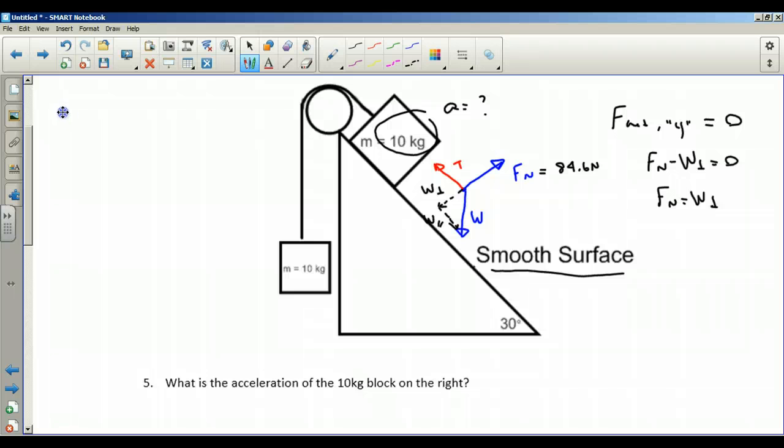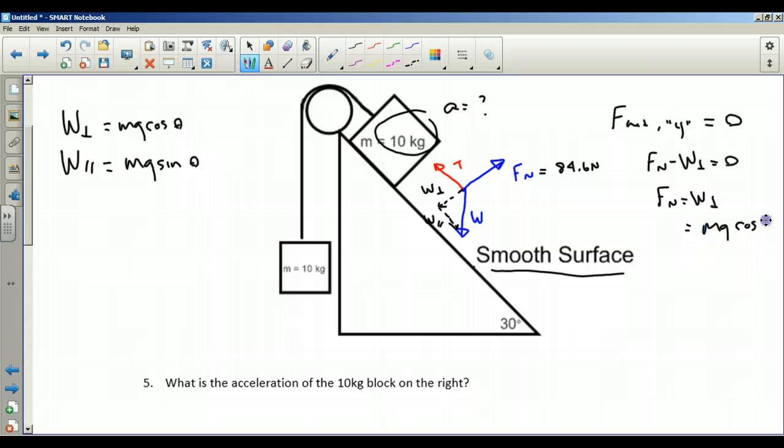And we should remember the two equations that will always hold true. Weight perpendicular is mg cosine theta, and weight parallel is mg sine theta. So this is equal to mg cosine of 30, which is 84.6 newtons. All right, now our weight parallel component, mg sine theta, is equal to 49 newtons, because we've got 98 as our mg, and sine of 30 is 1/2, so we have 49 newtons. So the question is, what's the acceleration of the 10 kilogram block on the right?